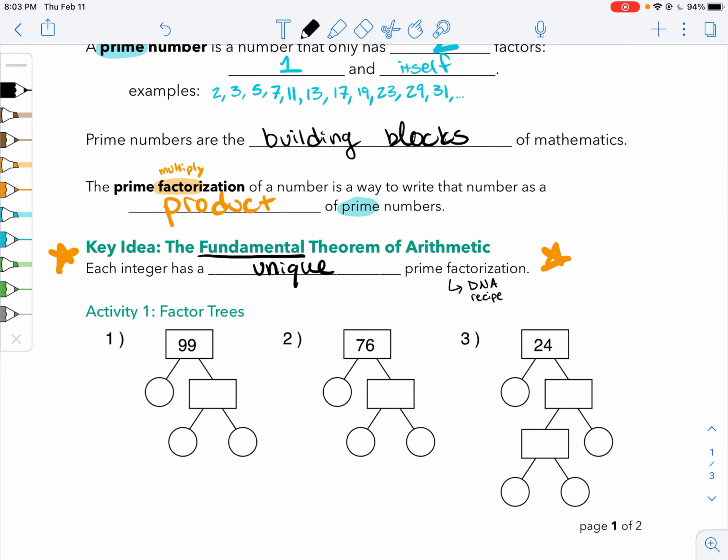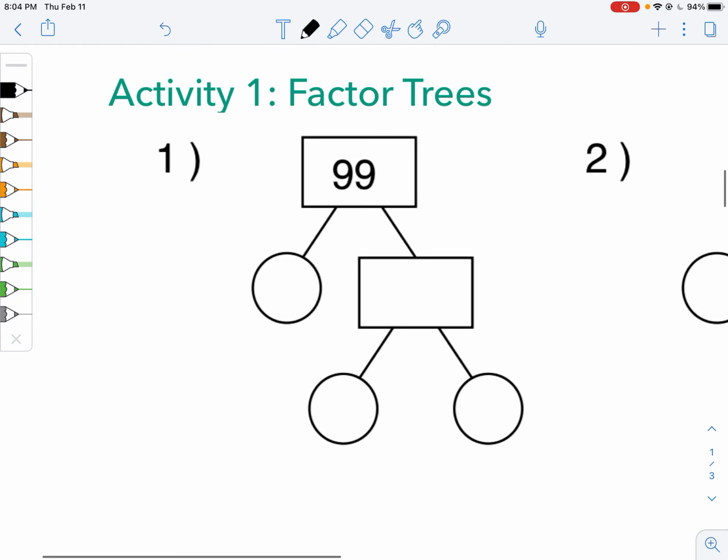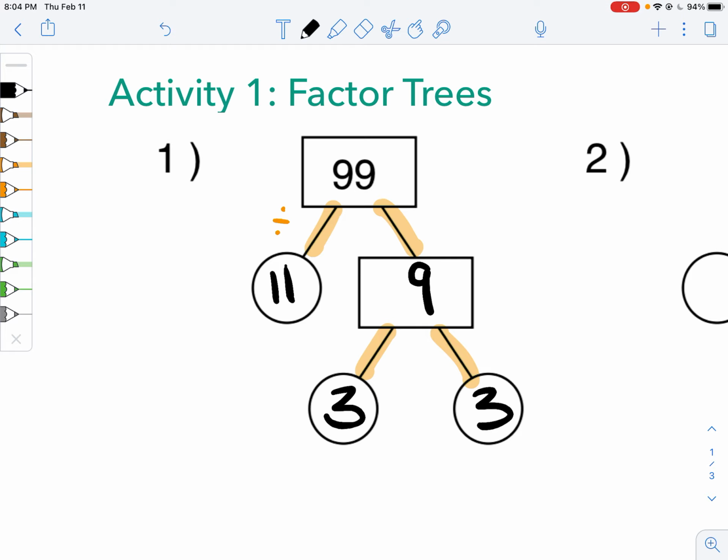And how you find the prime factorization of a number is you make factor trees. So when I look at a factor tree, I want to figure out what I can divide out of this number. For example, I look at 99, and I know 99 is divisible by 9, so that's cool. We've got 9. 99 divided by 9 is 11. And then 9, we're going to do some more dividing here. 9 can be divided by 3. 9 is 3 times 3.